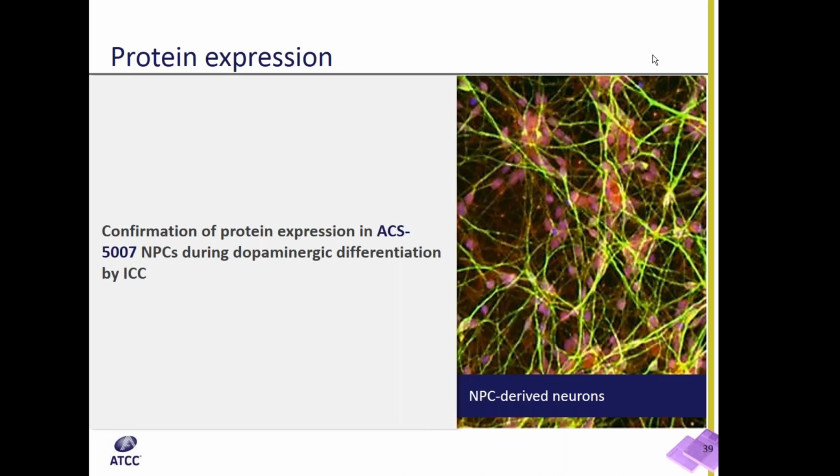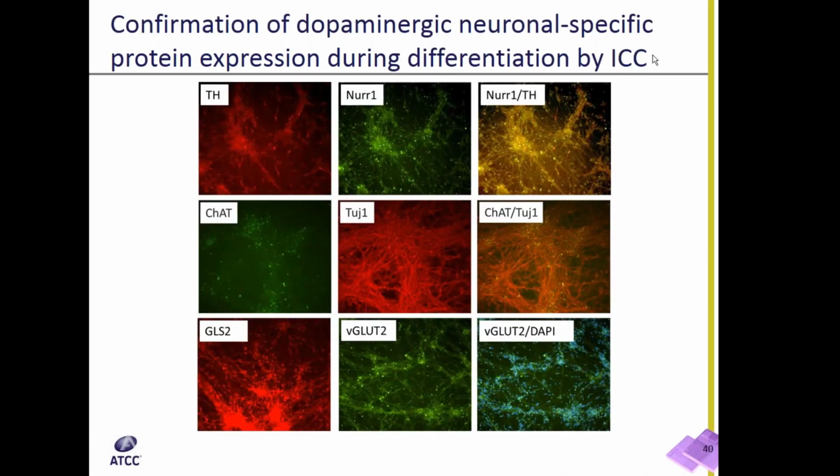In the next slide, I'll show some data that confirms the gene expression data with immunohistochemistry analysis of the ACS 5007 neural progenitor cells. So we did immunocytochemistry using antibodies against tyrosine hydroxylase, NER1, GLS2, VGLUT2, CHAT, and 2J1 in ACS 5007 neural progenitor cells differentiated using the dopaminergic media for 3 weeks. And in this slide here, consistent with the qRT-PCR data, we saw staining for all of these neuronal markers.